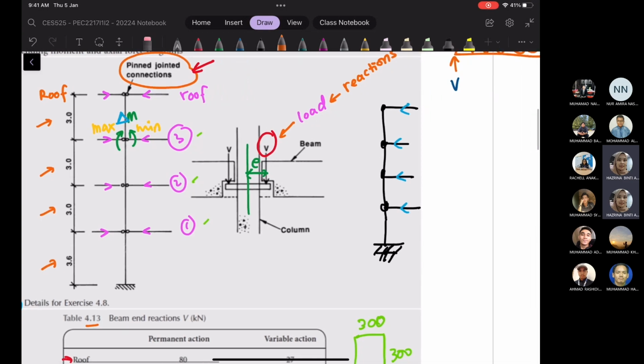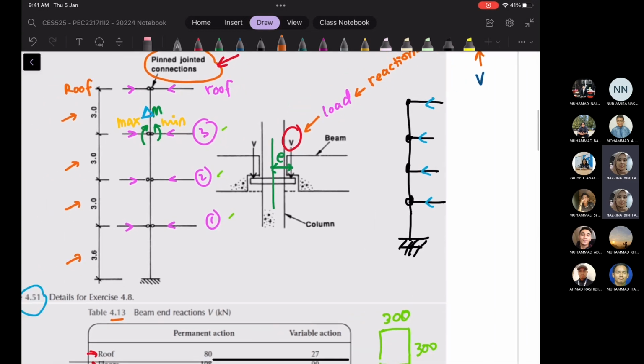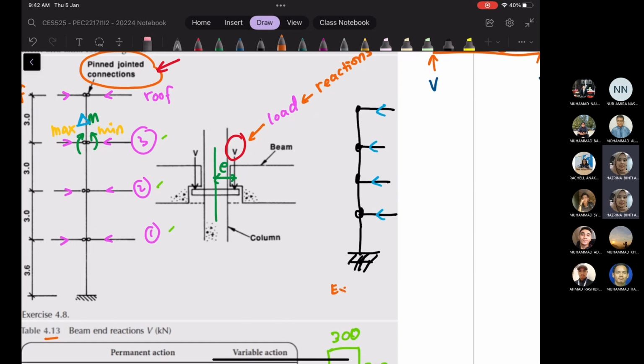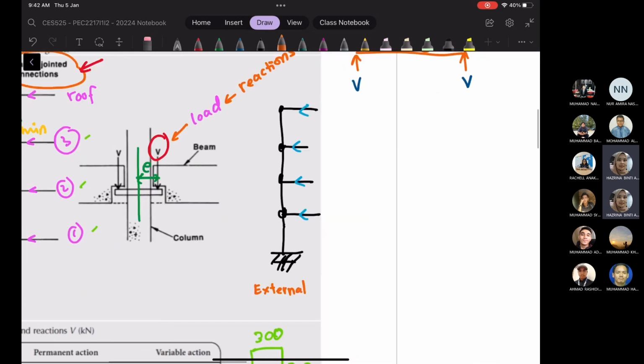Okay, right. So here we are going to look into the loadings transferred to the column. What I'm showing you here is an internal column. So when it is internal, we will have beams from both sides. However, if it is an external column, this is an example. If we have an external column, the beam might be from only one direction. For example, let's say our building looks like this.